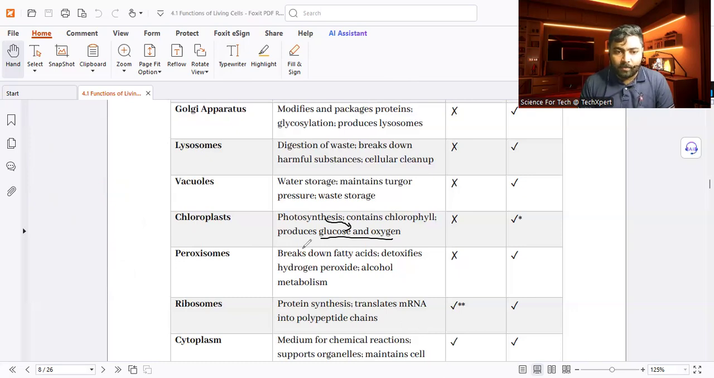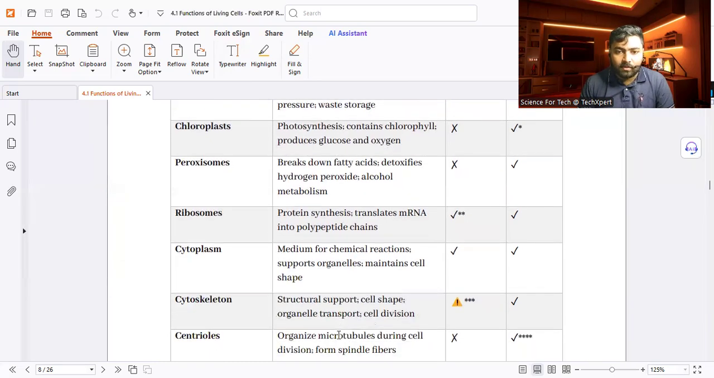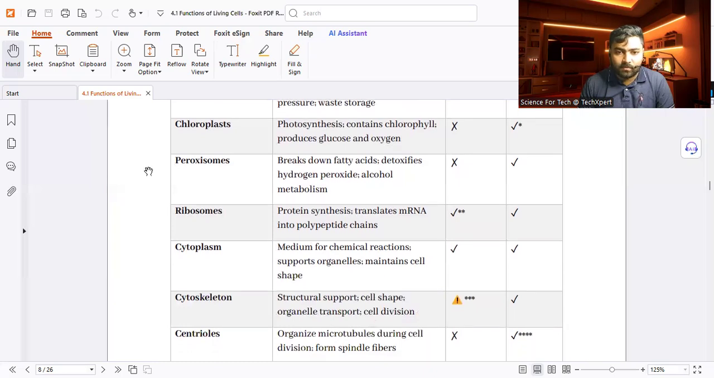Next one we have peroxisomes. This does the detoxification process. No need to go deeper about this. Just remember detoxification, or detoxifies.